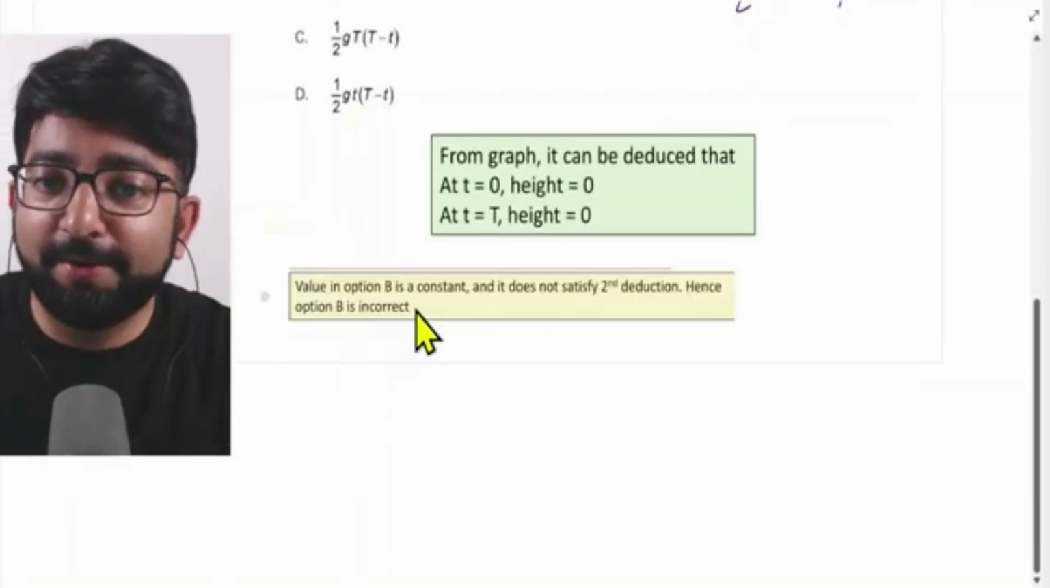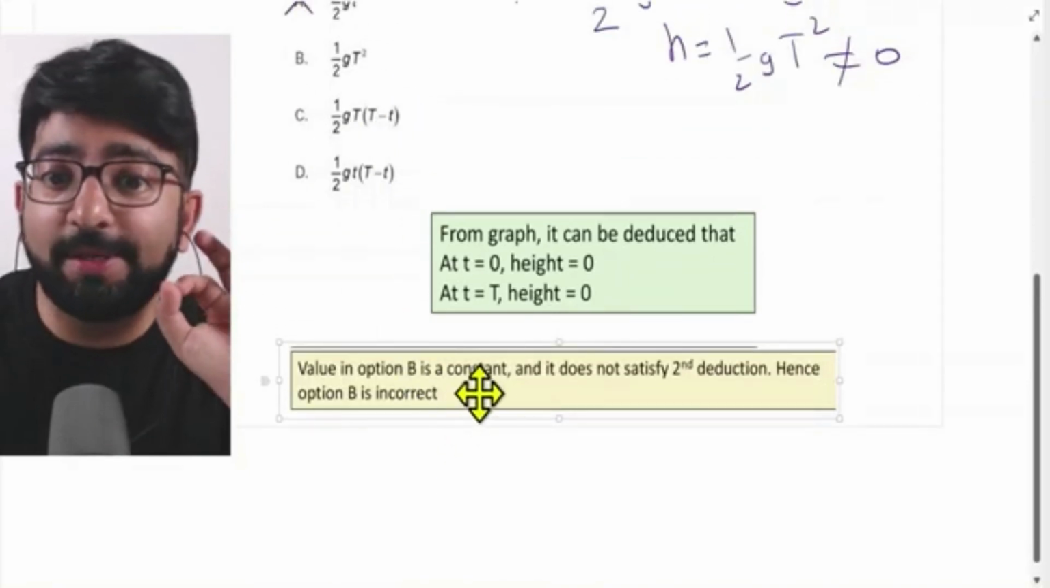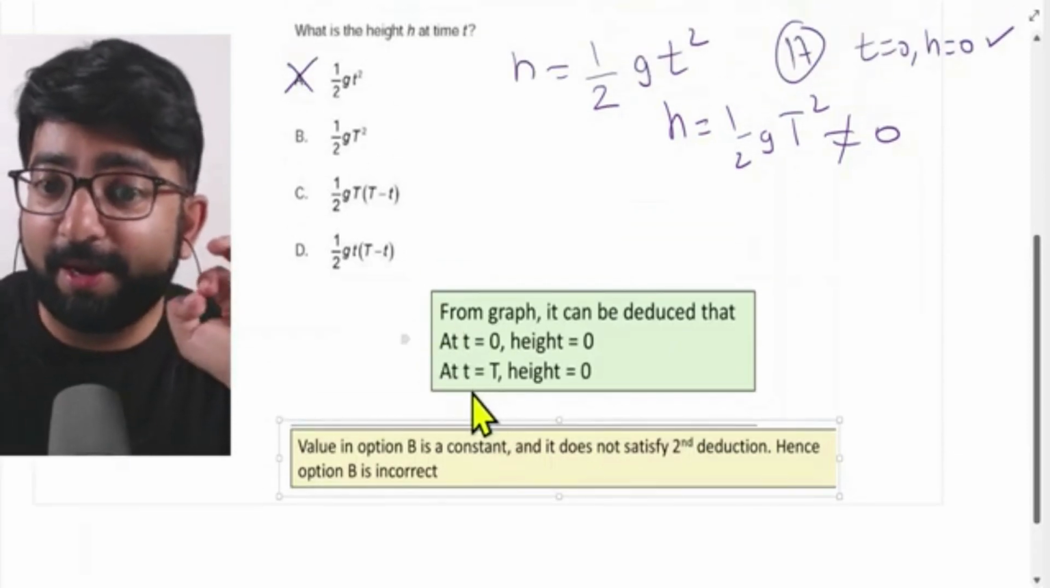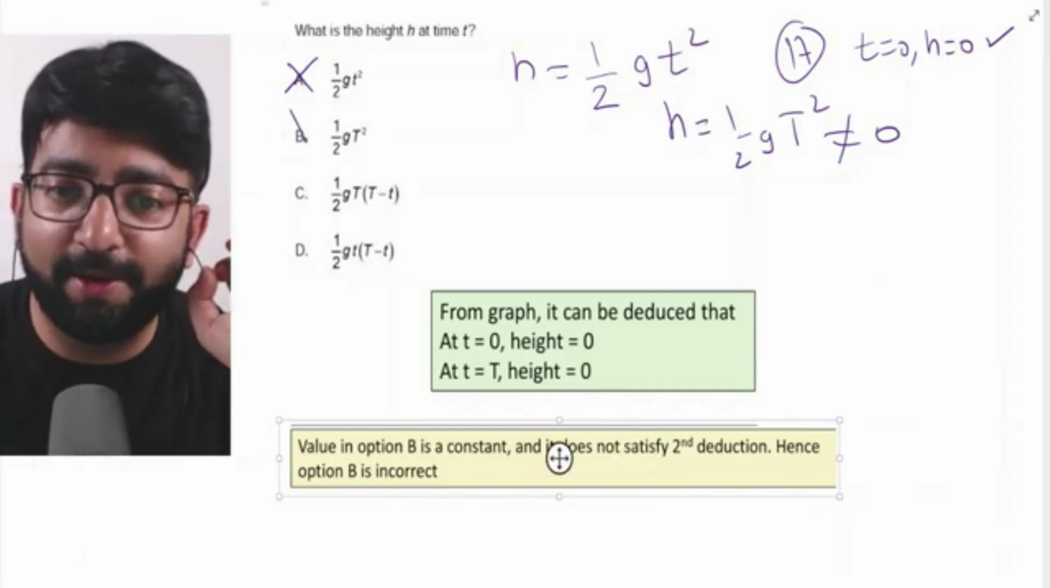So now we can deduce that the value in option B, which is half g capital T square, is a constant. And of course, it does not satisfy the second condition, which states that at time capital T, the height should be 0. And that is why even option B we can eliminate.